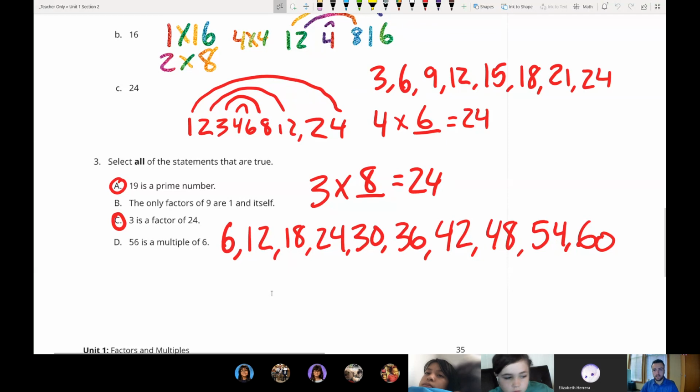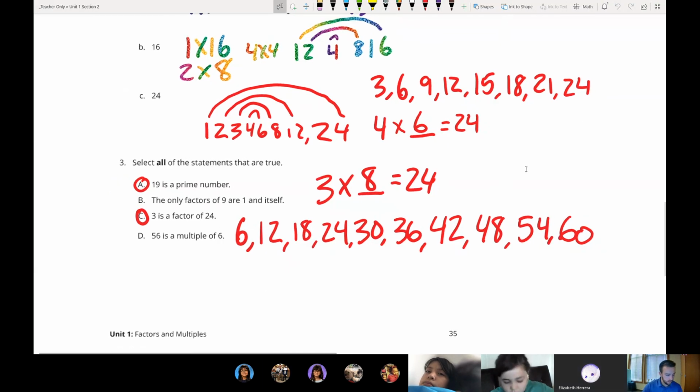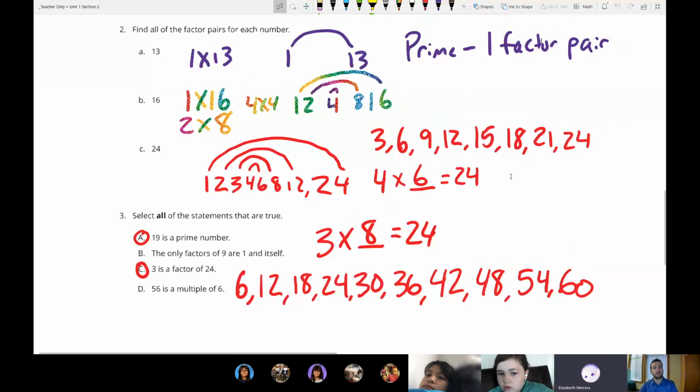All right, good job. It's like a pattern. It's growing. A, B, C, D: A and C are true, B and D are false. It's true, false, true, false.